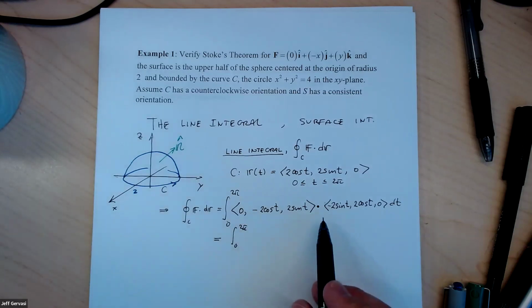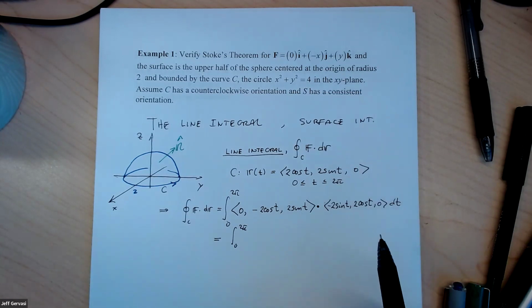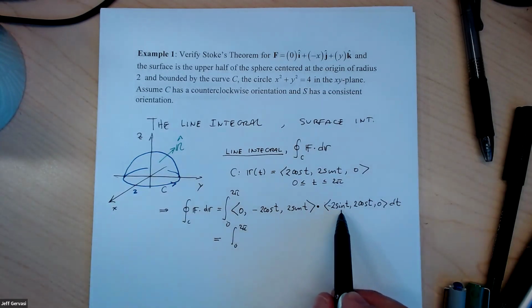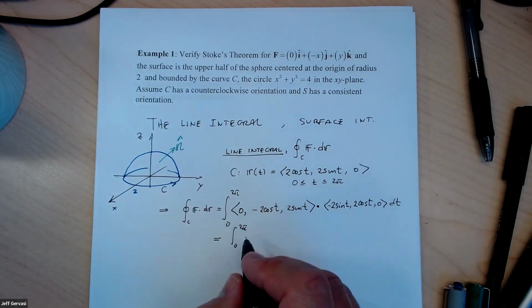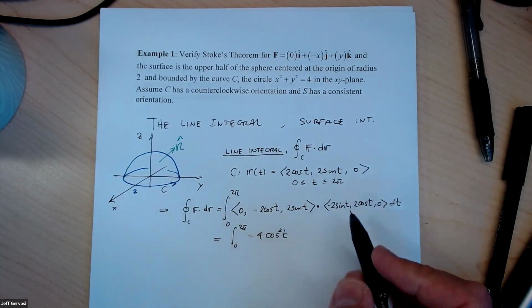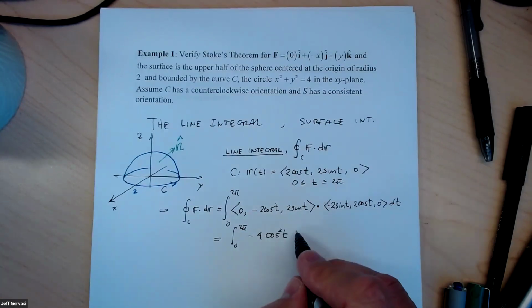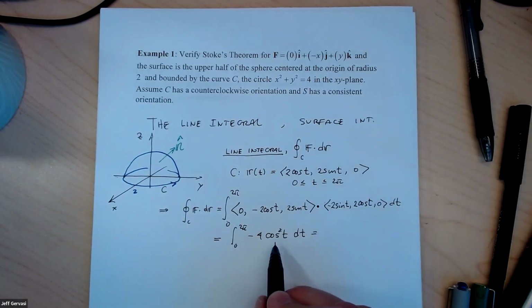All right, and then we dot our vectors together. As a reminder, we multiply corresponding components and add them together. We're going to get 0 times negative 2 sine t, that's 0. Negative 2 cosine t times 2 cosine t is minus 4 cosine squared t. And then 2 sine t times 0 is 0. Now we're going to need the half angle identity because that's an even power of the cosine.